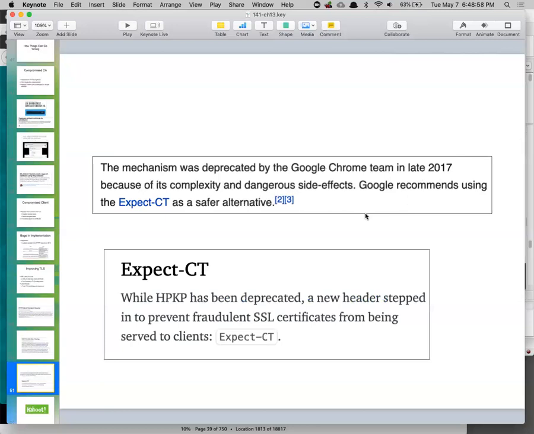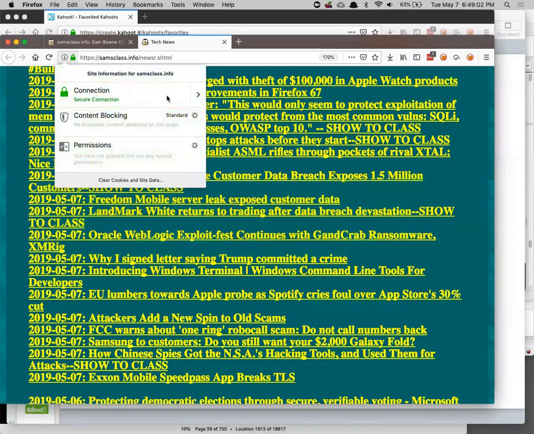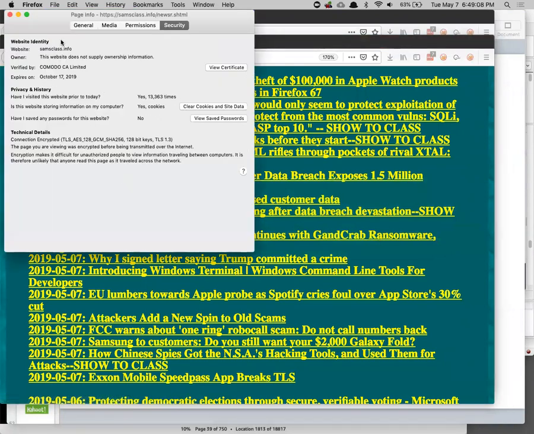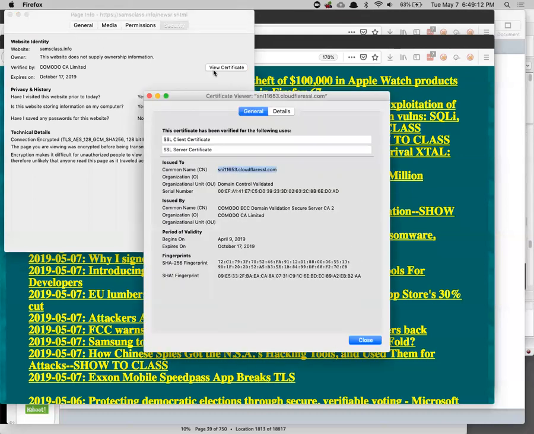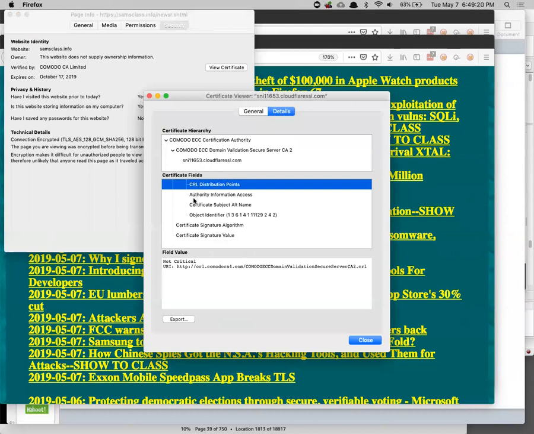Let me bring a real certificate up and point this out. So here's samsclass.info. That's a good enough certificate. So I got a certificate here. And if I view the certificates, yeah, all right. Here's my certificate. I'm going to view the certificate. Okay. And someplace details. Okay. Here we are. Here's all the fields. Here it is, CRL distribution point. That's the certificate revocation list.